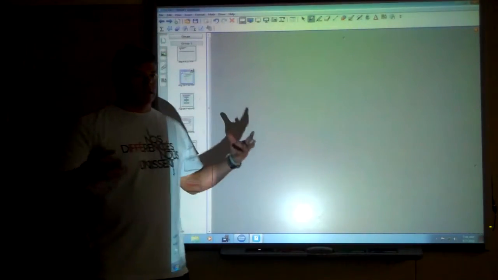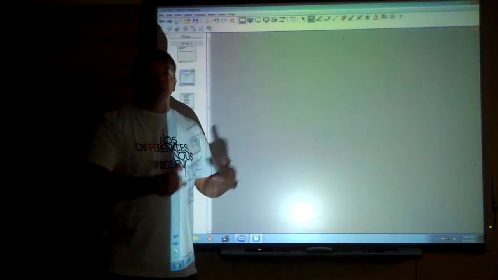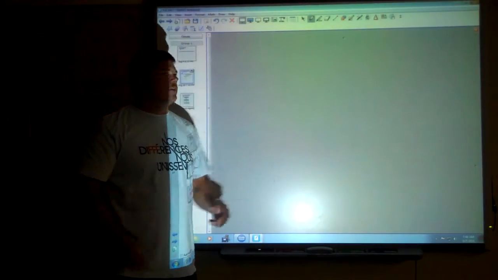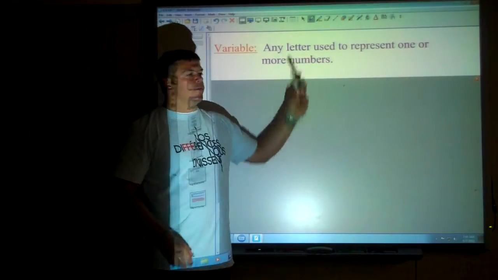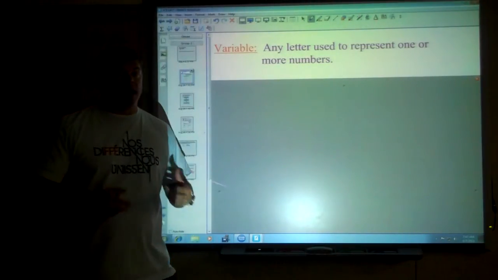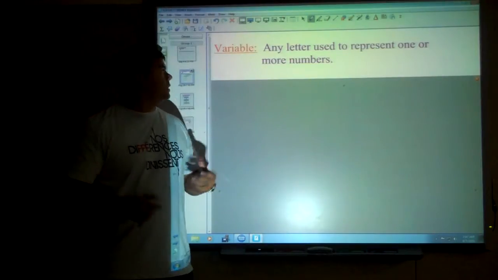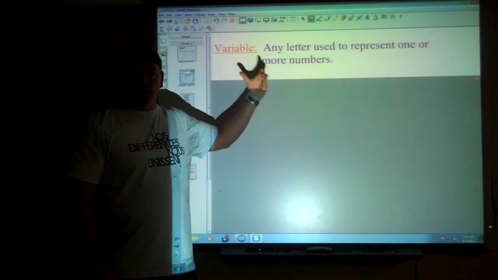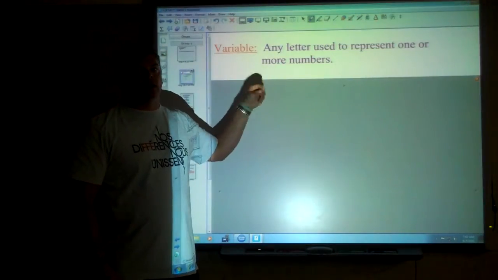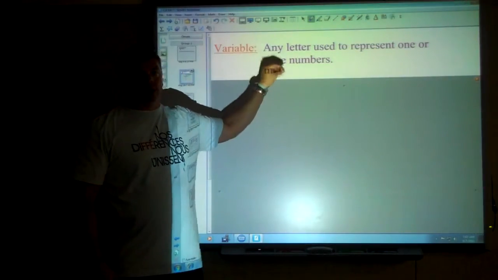If I was looking at a recipe and I was looking for Robbie, I might use R for Robbie if that was the missing value. So a variable is any letter used to represent one or more numbers. It's possible that we may have more than one variable in a problem. If we were looking for more than one number, we'd want to make sure that if the numbers were different, or had a possibility of being different, we would distinguish them with different variables.